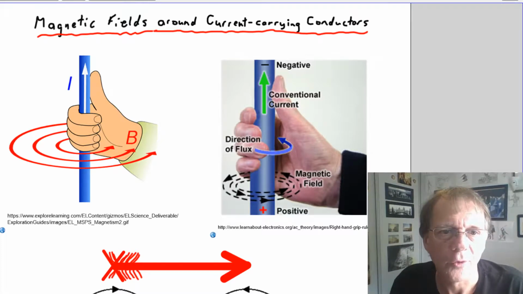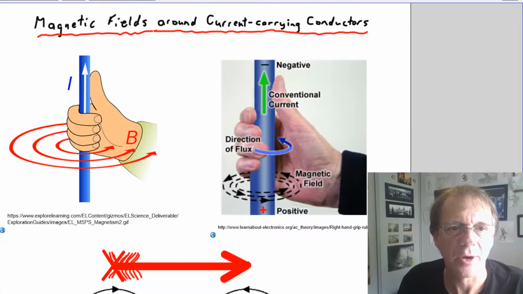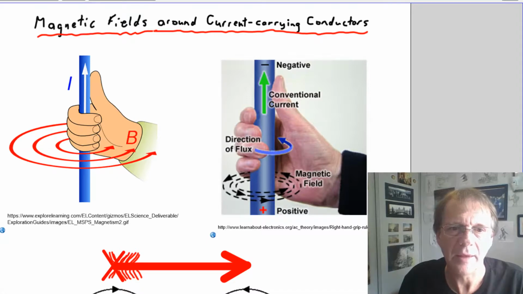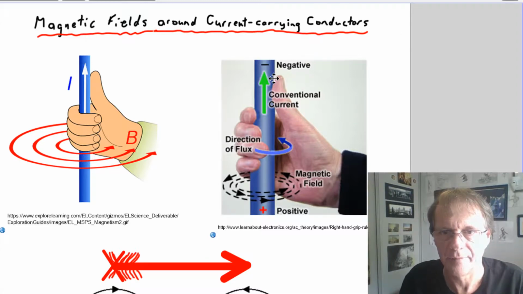So you can use the right hand rule to work out which way the magnetic field will be going around a current carrying wire. You just put your thumb in the direction of the current, the I there, the intensity of current, and that's positive current, and the magnetic field B will wrap around in a circular pattern around the fingers. You can see that in the photograph shown over here. It's going from positive to negative there, and you can also see it over here in the cartoon version.